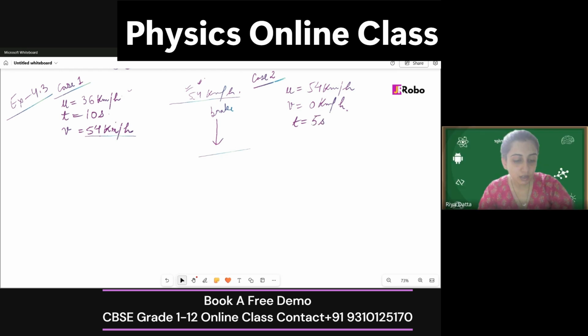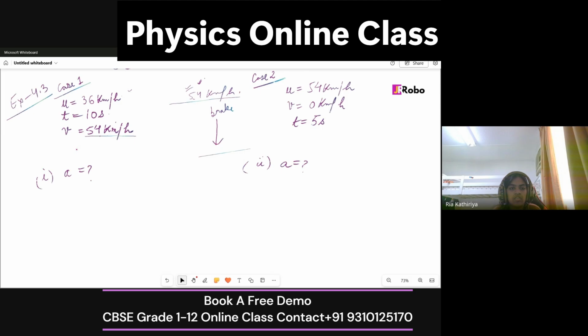Now you have to find the average acceleration in the two time intervals. Like you have to calculate the acceleration in both the cases. First is when the accelerator was pressed, and the second is when the brakes were applied. So can you find this out? It's very simple. I told you, after writing what is given to us, what you have to check next?